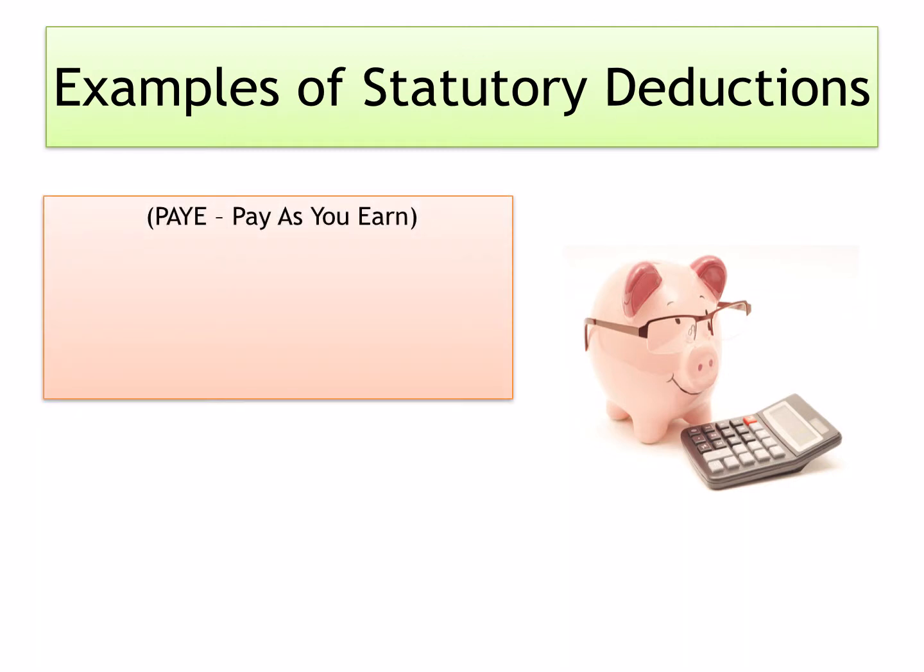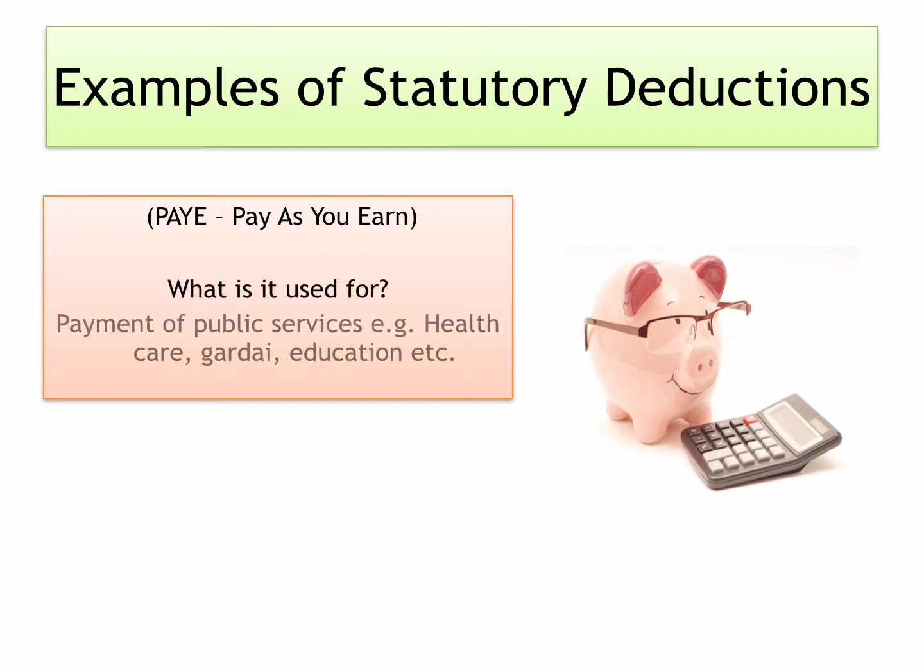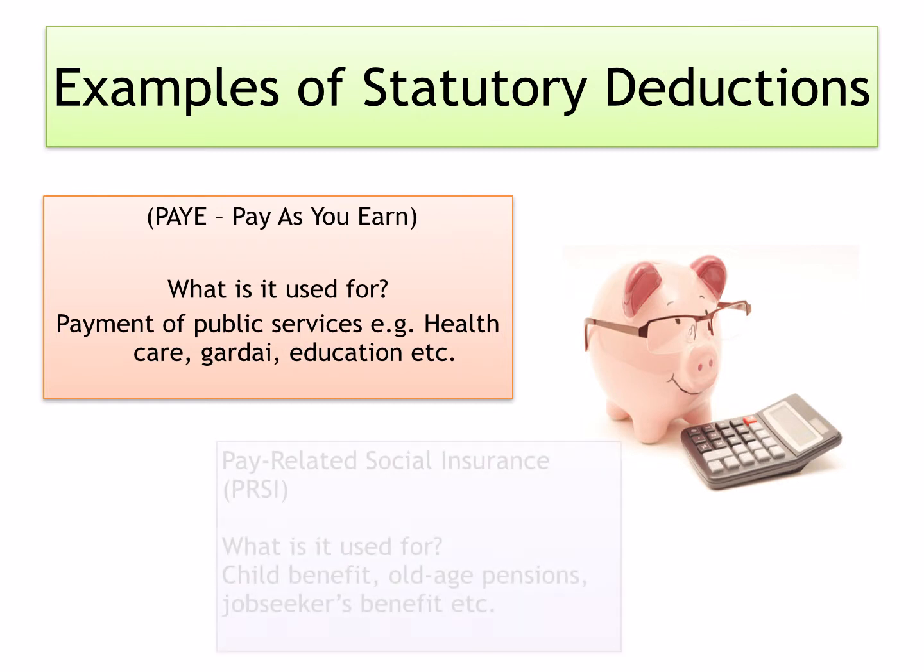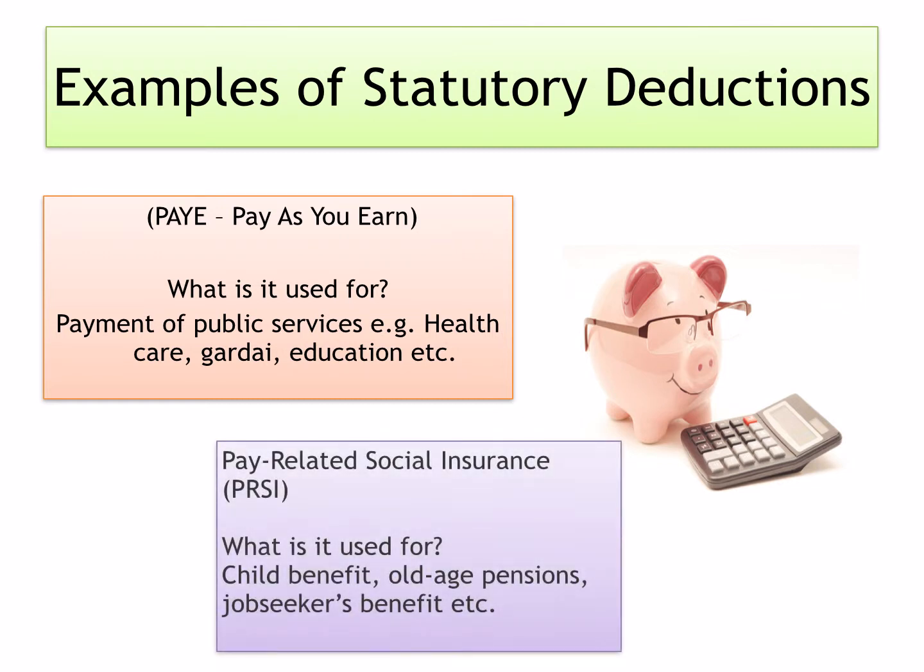PAYE is one example of a statutory deduction. PAYE stands for Pay As You Earn and is used for payment of public service such as healthcare and education. Pay-related social insurance, also known as PRSI, is another example of a statutory deduction. PRSI contributes to child benefits and old age pensions.